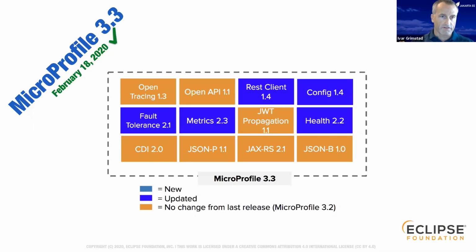And very quickly, open tracing is for tracing facility across services. You have OpenAPI for documentation, REST client for calling clients in a type-safe way, config for externalized configuration, fault tolerance for circuit breakers, bulkheads, etc., to make your services reliable. You have metrics to measure your services, for example, with Prometheus or similar, and JSON Web Token propagation for security, as well as health for enabling your services to be able to see if they're up and running or not. Like in Kubernetes, you can have these checks for if they're live and ready.